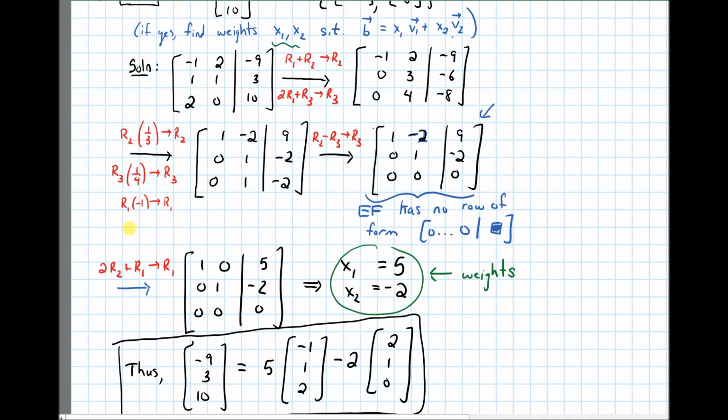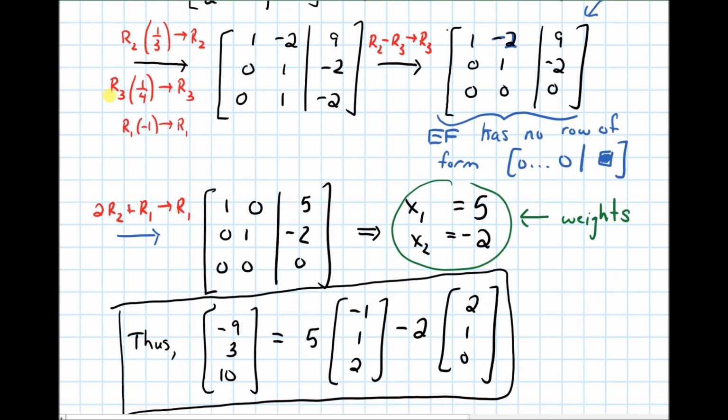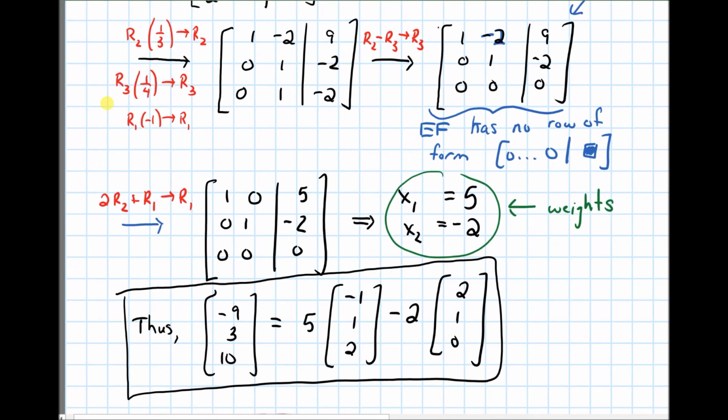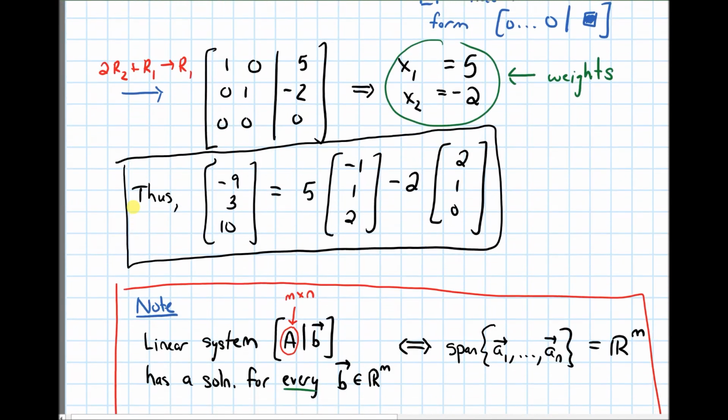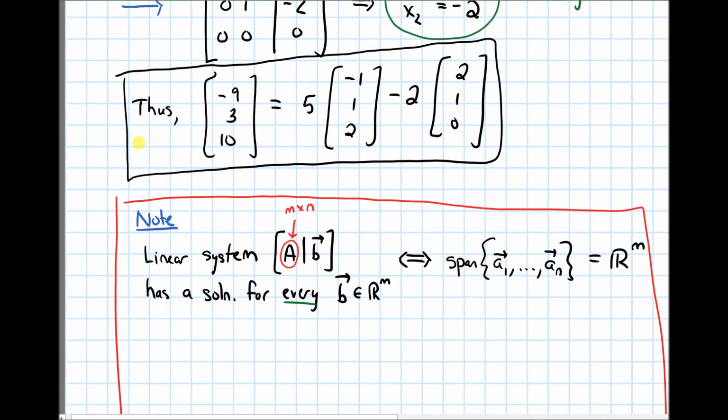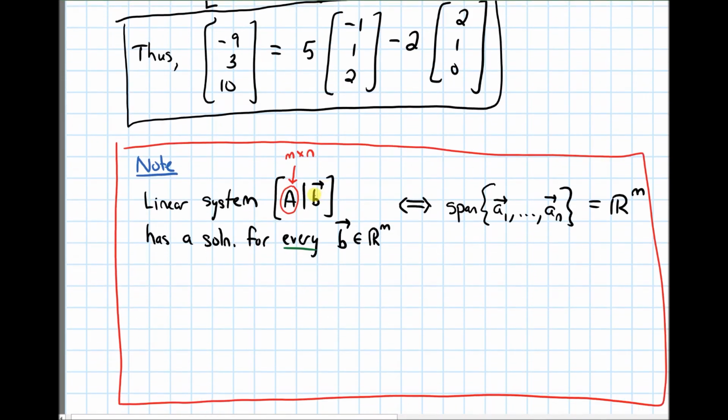Next I want to sum up one more key fact. What if I want to check if my linear system has a solution for every single vector I could put on the right-hand side of the augmented bar? What if this has a solution for every b on the right-hand side? Well, that's equivalent to saying that the span of the vectors in A, the span of A1 up until AN, is all of Rm. It's equal to Rm.